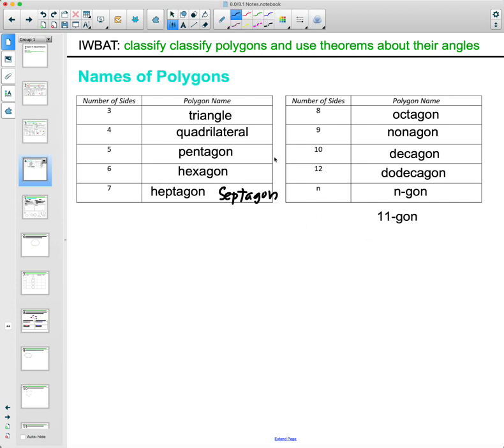If I had any other number here, there are names for it. I'm just not going to go over them, you don't need to know them. So if there's anything that's not on this list on the test, if I said it had 11 sides, you would call it an 11-gon. Or 17 sides, you would call it a 17-gon. That's going to tell you how many sides it has.